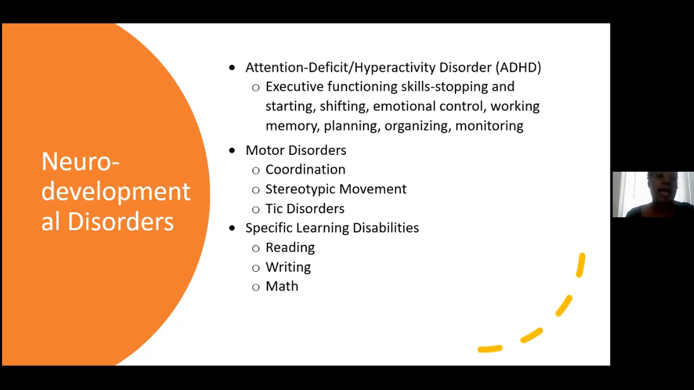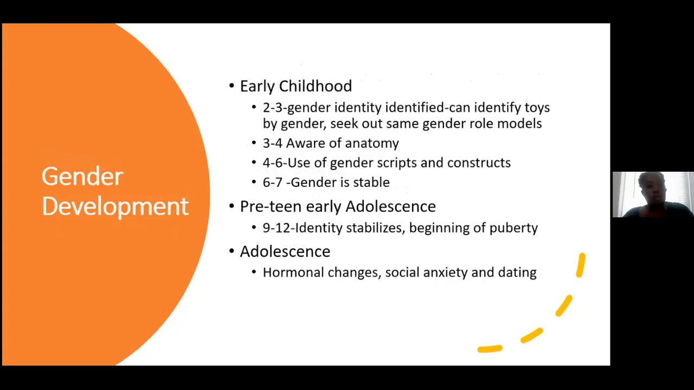And then the last group of neurodevelopmental disorders are the specific learning disabilities. Those are disabilities in terms of a child's ability to read, write, or do mathematics. So now we have this information on all these early childhood developmental changes where a child could be having some level of difficulties.